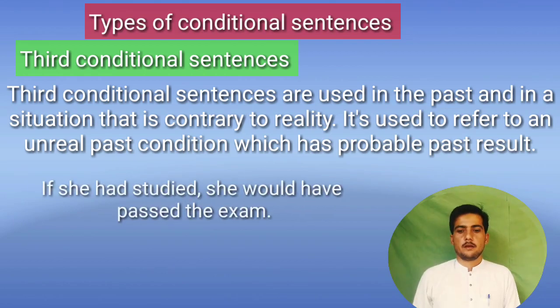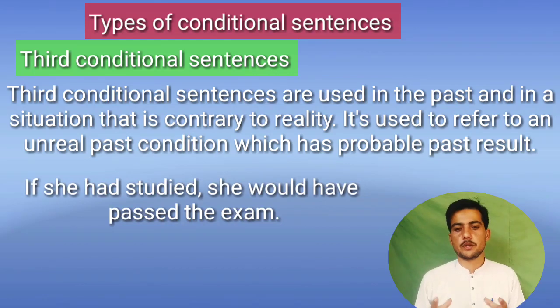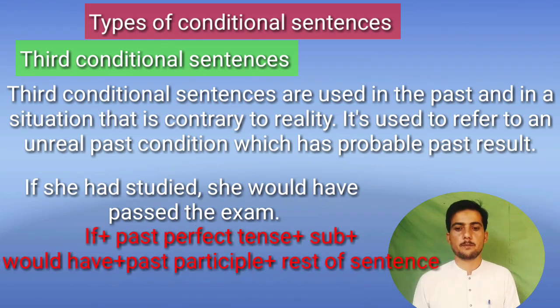For example, if she had studied, she would have passed the exam. So here you can see we are talking about the past. If she had studied, she would have passed the exam. She did not study, so that's why she did not pass the exam. So how can we form such sentences? Look at the structure of it. First we will write down if plus past perfect tense plus subject plus would have plus past participle plus rest of the sentence.